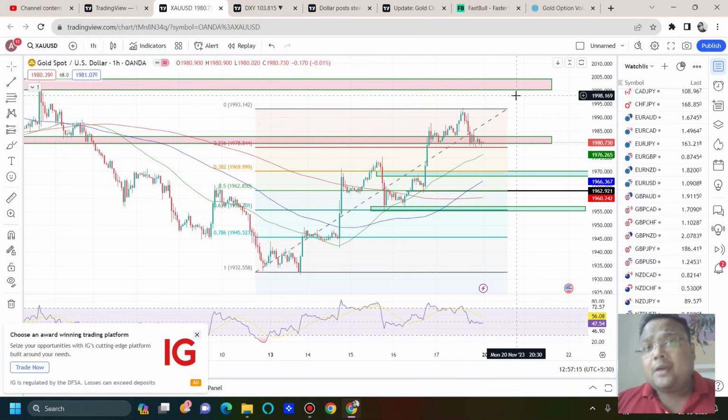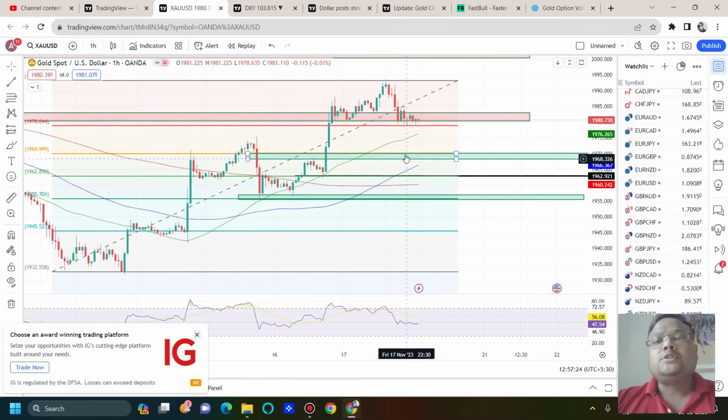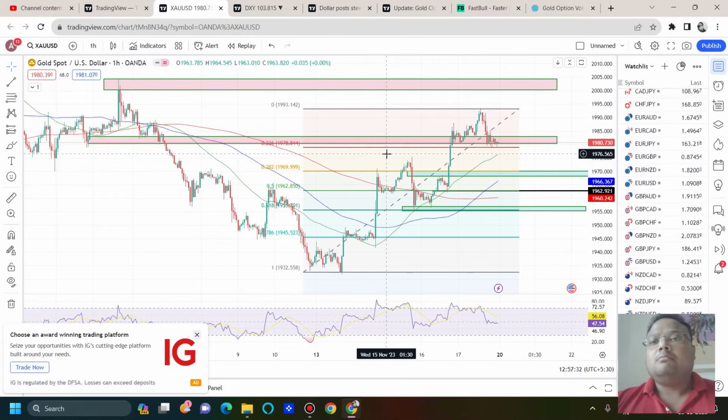On the other hand, if market drops after the market opening, then we can expect for buy, or we can expect a good bounce around 1970, 68, 63, 62, or 57, 55, the three levels that I mentioned. You can also see in between these levels we also have the moving averages. Observe the market around the moving averages as well. Okay, so these are the three levels where we can expect a buy.